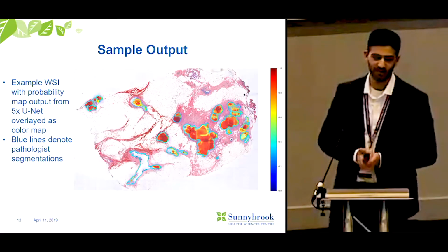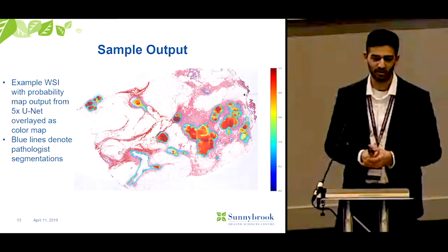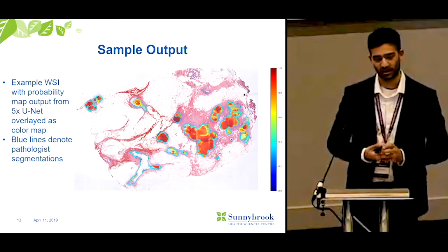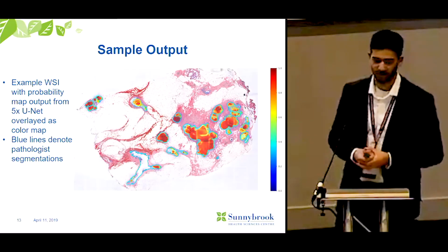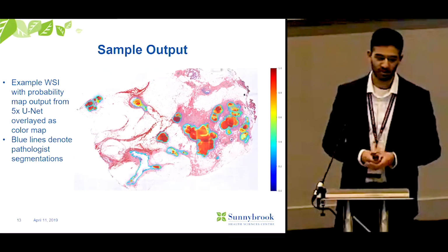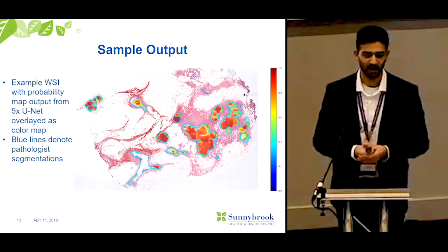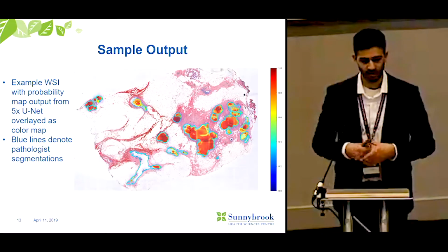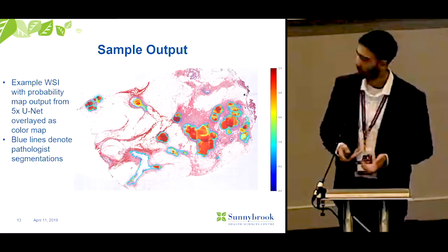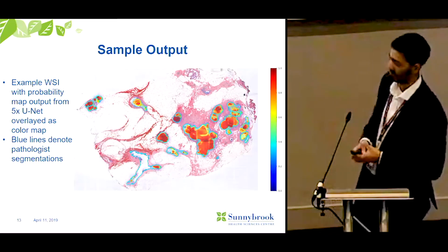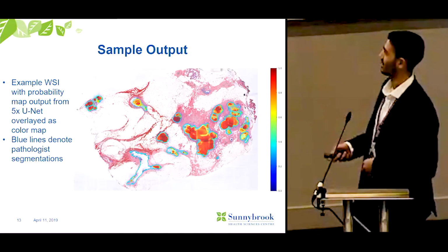So this is just an example of the 5x UNet probability map output displayed over top of the whole slide image, just the probability map, so there's no post-processing. And you can see the blue outlines show the ground truth pathologist segmentations. And you can see there are sharp drops in probability around the ground truth edges. So this network is actually doing quite well. You can see all the ducts are fairly well defined. There's a few kind of weird areas here where the duct is kind of empty and the network doesn't really pick up this white area.